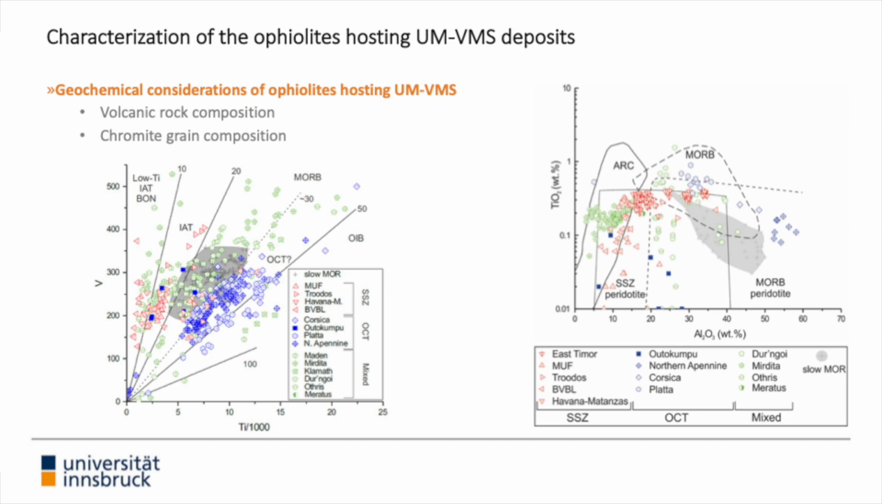The third one, and maybe the most important one, is to look at the geochemistry of both volcanic rocks, which are present within the detachments hosting the mineralization, and also at spinels, which are also present within the ultramafic rocks.